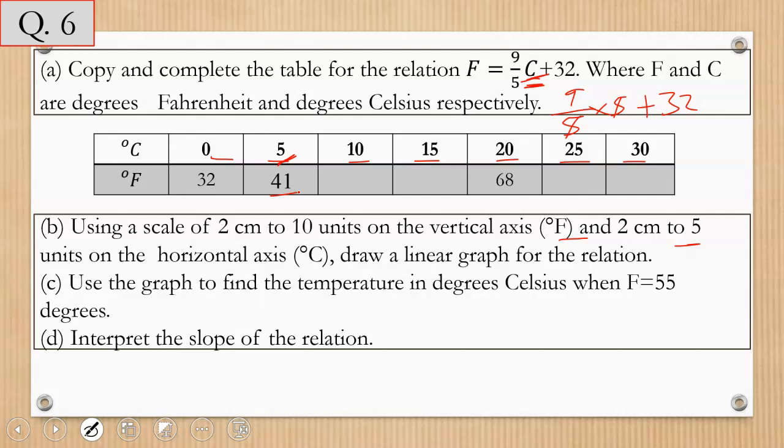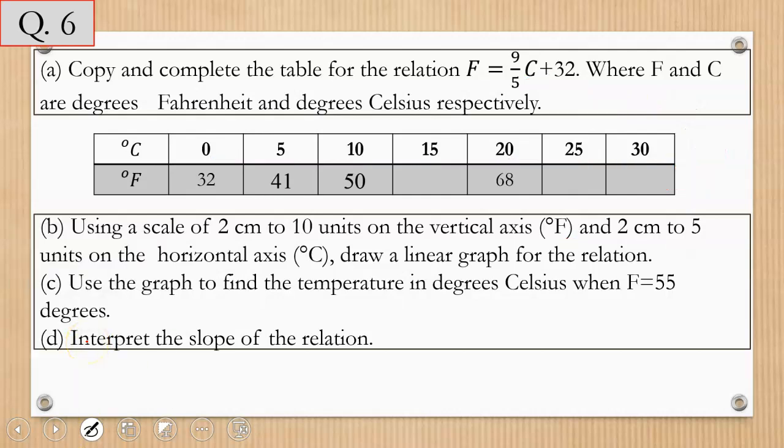Again, if I use 10, I'm going to get 9 over 5 times 10 plus 32. Again, 5 can divide 10 as 2. And so I get 2 times 9, which is 18, plus 32, and that will give me 50. Okay, so I'm doing this through.